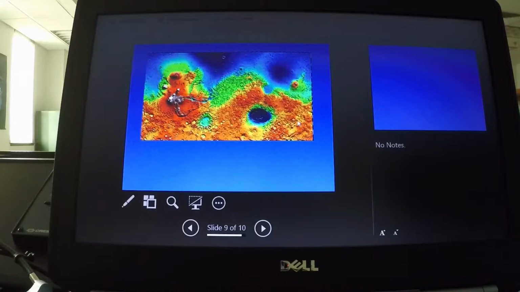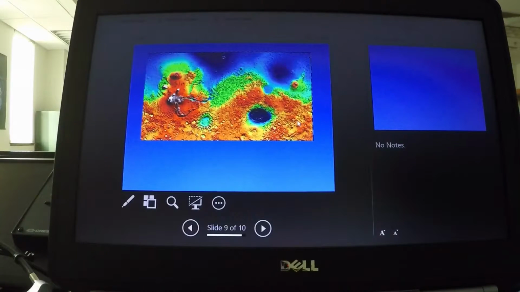See this whole area here? This is called the Tharsis Rise. It's a bunch of volcanoes. This right here is Olympus Mons. It's the size of Colorado and it's 90,000 feet high. And you can see there are several other big volcanoes in the area. 1, 2, 3, 4, 5 huge volcanoes. And it's very high. This is 60 to 90,000 feet high. It's a big volcanic area.